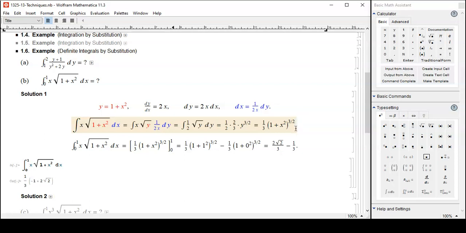Here, I didn't bother with plus c because I'm not going to use plus c, as you see down below. Plug in 1, plug in 0, subtract from the other using the fundamental theorem. Plus c will disappear one way or the other, and we get the answer.